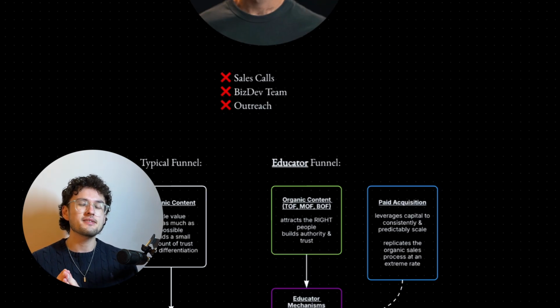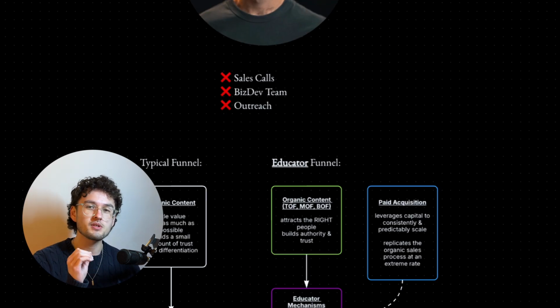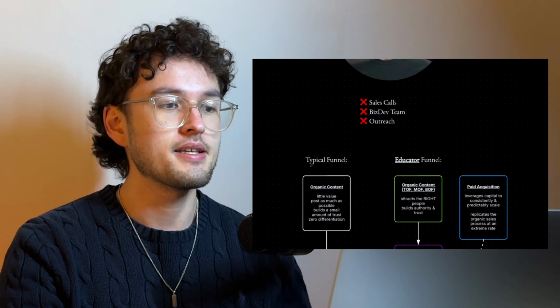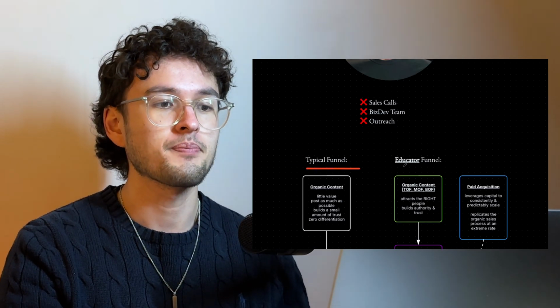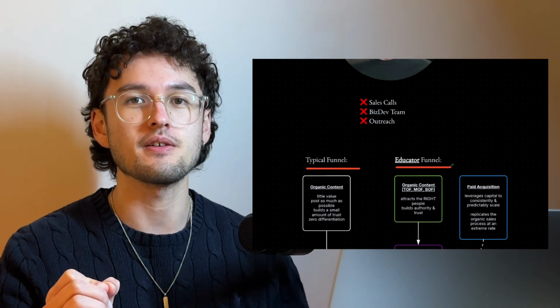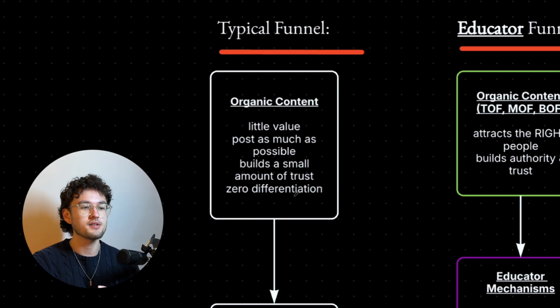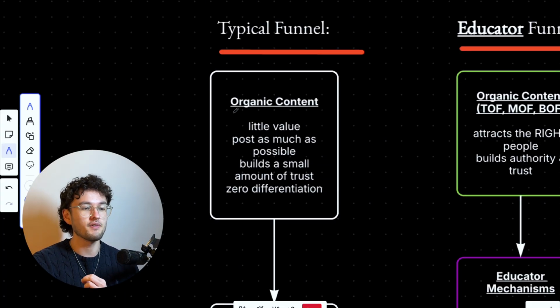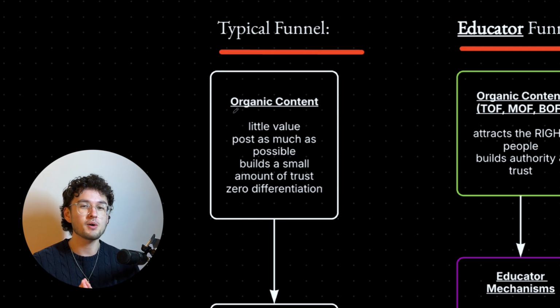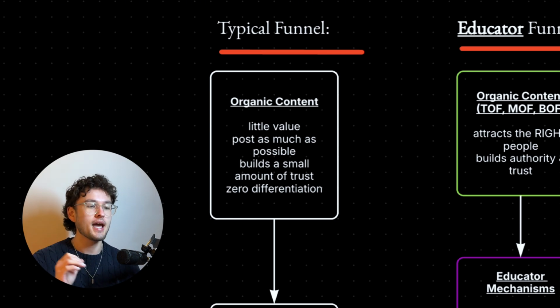Now, before we dig into Tom's actual funnel, one of the most important things that we need to understand is the difference between a typical funnel and what we call an educator funnel. So a typical funnel consists of organic content that provides little value. You end up posting as much as humanly possible, often stuck on what we call a content treadmill. That organic content only builds a small amount of trust, and there's zero differentiation between you and anyone else in your niche that offers coaching, consulting, courses, anything like that.